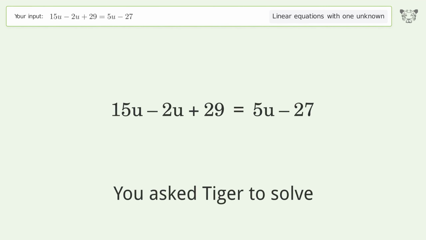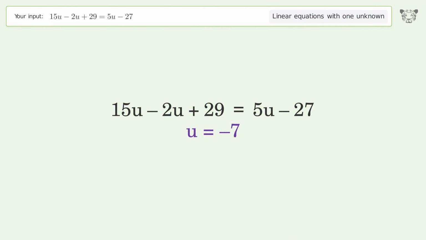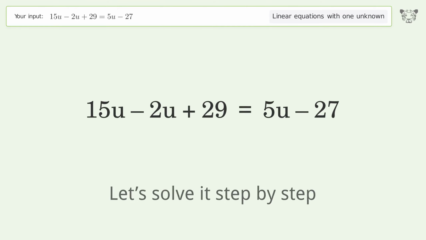You ask Tiger to solve. This deals with linear equations with one unknown. The final result is u equals -7. Let's solve it step by step.